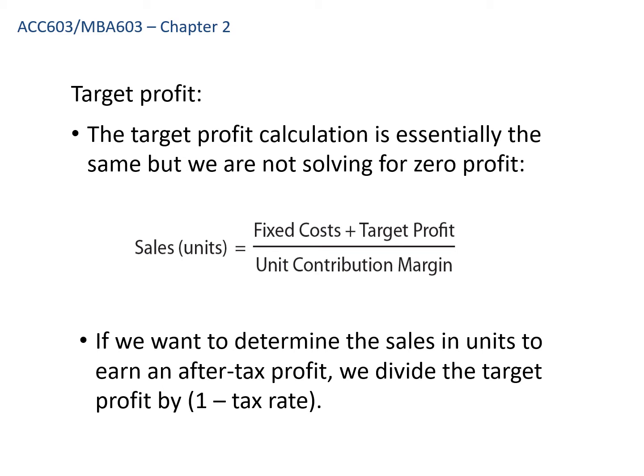The other thing we can look at, and the book talks about this a little bit, is what if we want an after-tax profit? If we want an after-tax profit, we're going to divide the target profit by 1 minus the tax rate. So an example is, what if we have a 30% tax rate and we want to have a $70,000 after-tax income? Well, we would take 70,000 and divide by 1 minus 0.3, or 0.7. We'd see that would get us a before-tax profit of $100,000 that we would use in this equation.